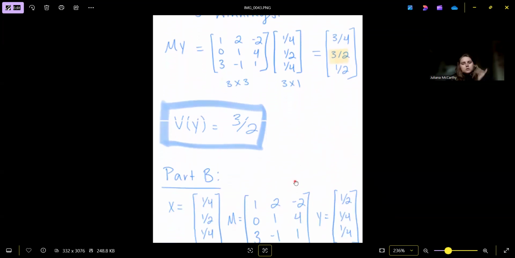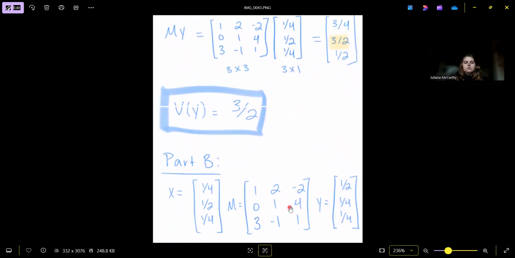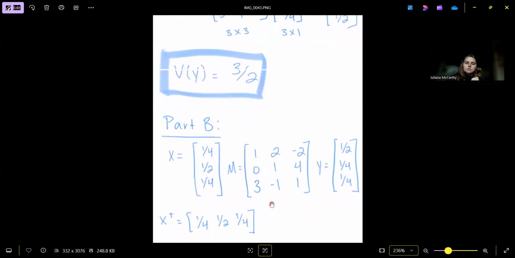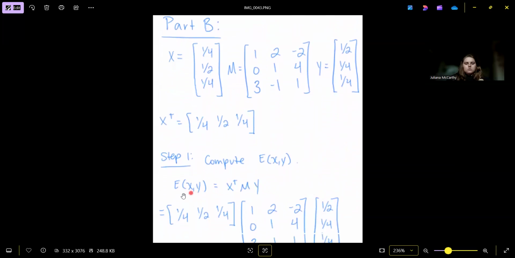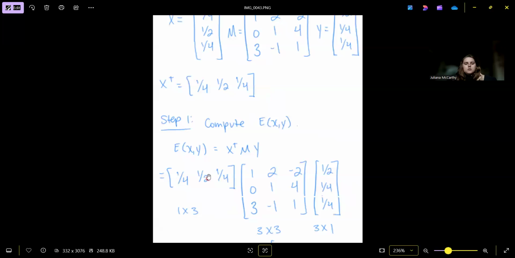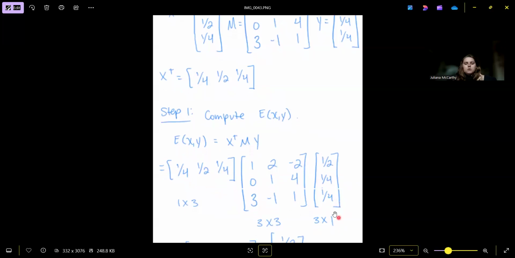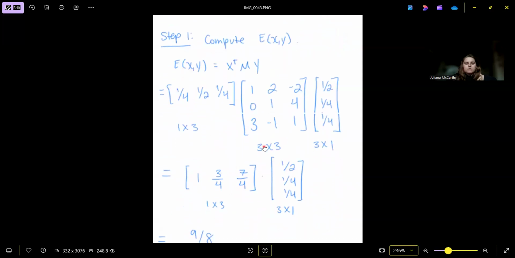And now on to part B. We're just going to do that over again, but with the new x and y that they gave us. M is still the same though. So they gave us x, they gave us m, they gave us y. We just need to calculate x transpose first to be able to solve for the expected payoff, E of x, y. So you just take the column of x and make it into a row. So the 1/4, 1/2, and 1/4. Now we can start computing. So remember from above, E of x, y equals x transpose times m times y. This is it, but I'm just going to do x transpose times m first and then bring the y down after.